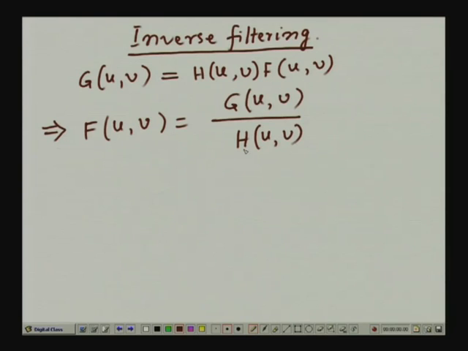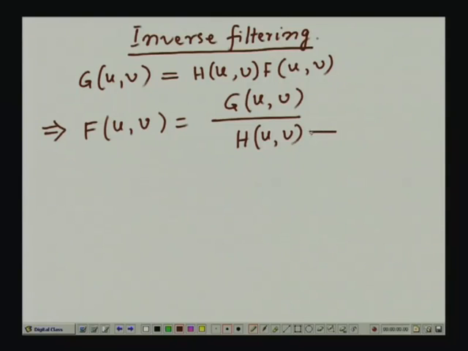So, where H(u,v) is our degradation function in the frequency domain, and G(u,v) I can always compute by taking the Fourier transformation of the degraded image that is obtained. If I divide the Fourier transformation of the degraded image by the degradation function in the frequency domain, what I get is the Fourier transformation of the original image. As I said, when I compute this H(u,v), it is just an estimated H(u,v), it will never be exact. So the recovered image that we get is not the actual image, but an approximate original image, which we represent by F hat(u,v).